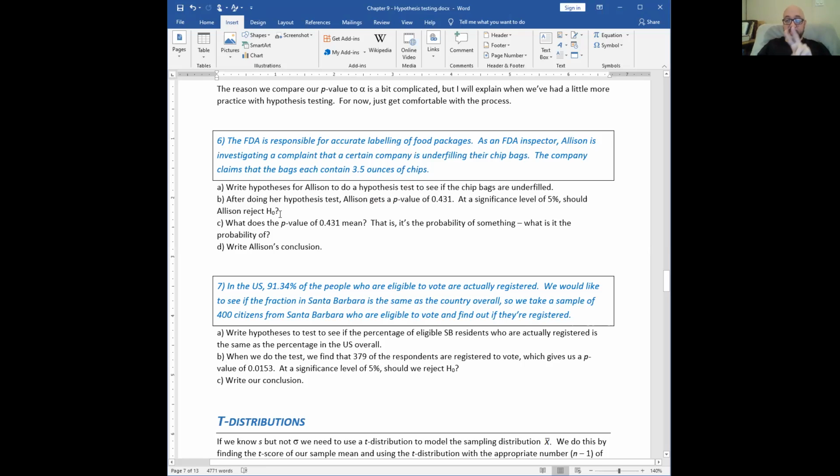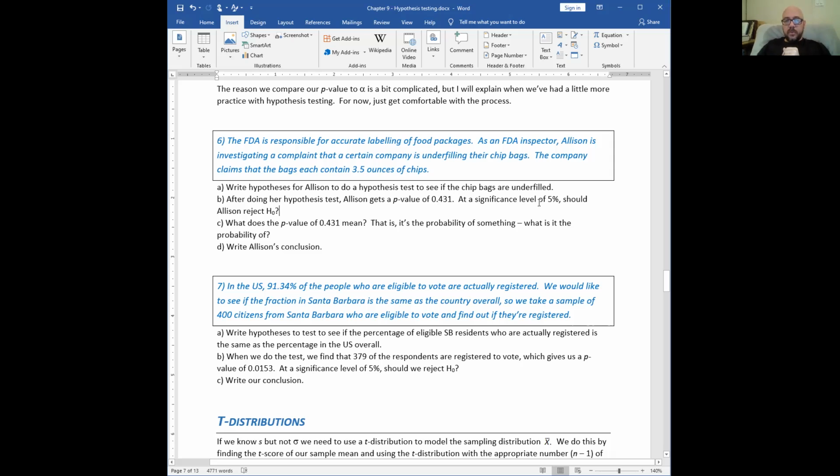So, two things. One, I have deliberately given this to you in decimal form and this one in percentage form, because I want you to be able to go back and forth between those things very smoothly. And so practice. This 0.431 is 43%, right? So her p-value was 43.1%.